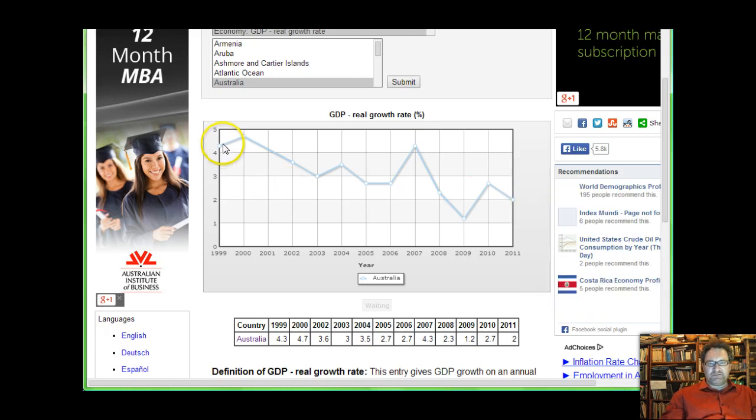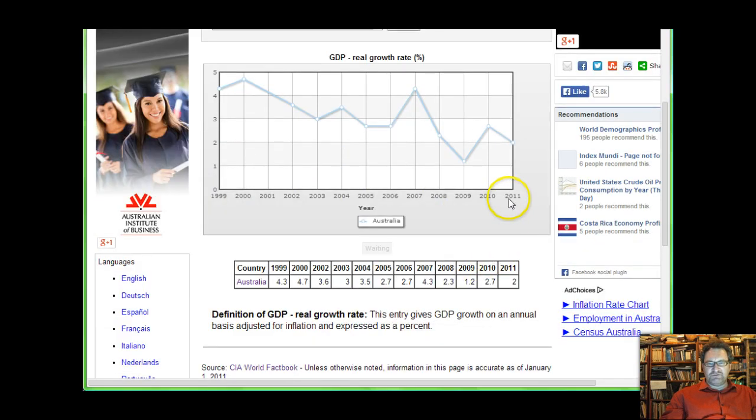Okay, so here's the Australian growth rate over time from 1999 to 2011. We can see there, it starts off at 4.3, 4.6, goes down. In 2003, it's 3%, bumps up a bit. So this is the rate at which output is growing. So you can see it's all positive.